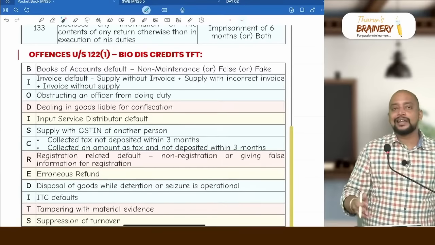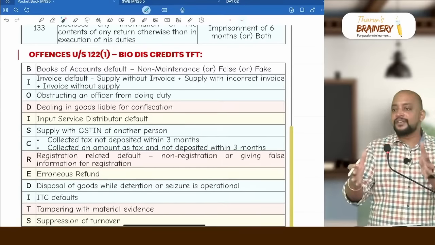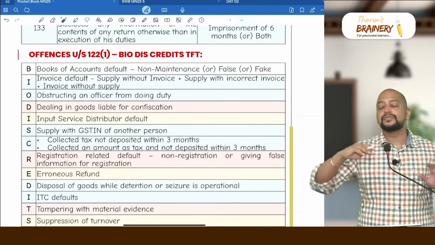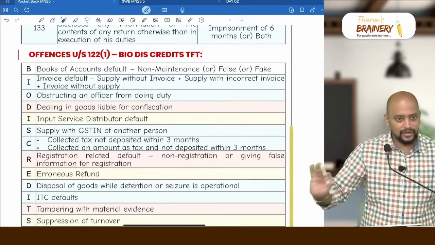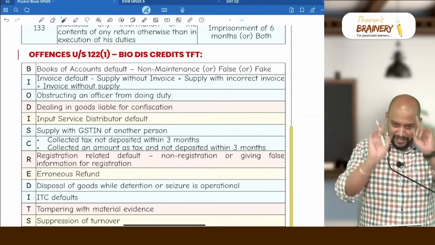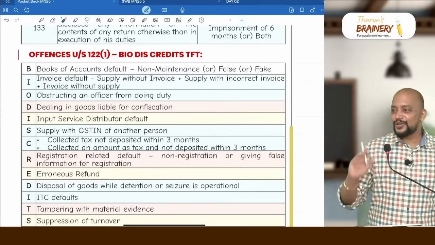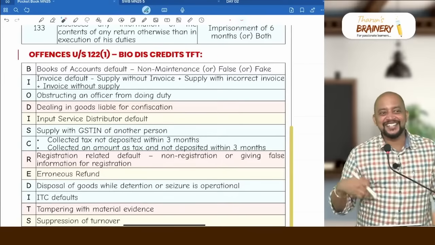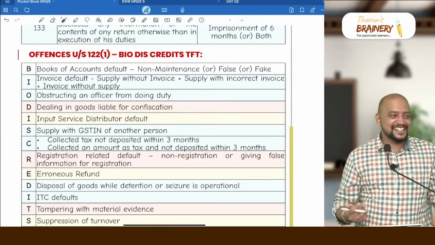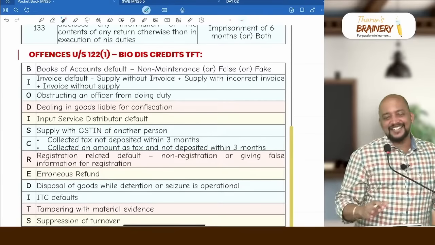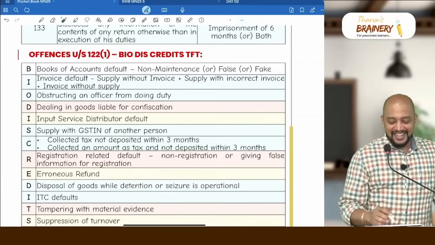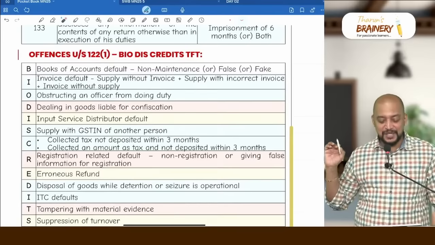They are saying that after the penalty order you have to pay within 15 days, and thereafter the goods will be sold by way of auction. That's it. Got it? That's it. This is the law, this is what you need to follow, that's it. Okay. Then offences under section 122 subsection 1.